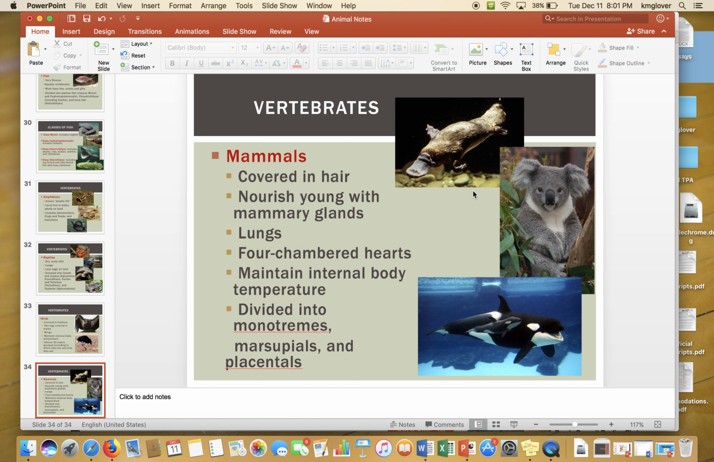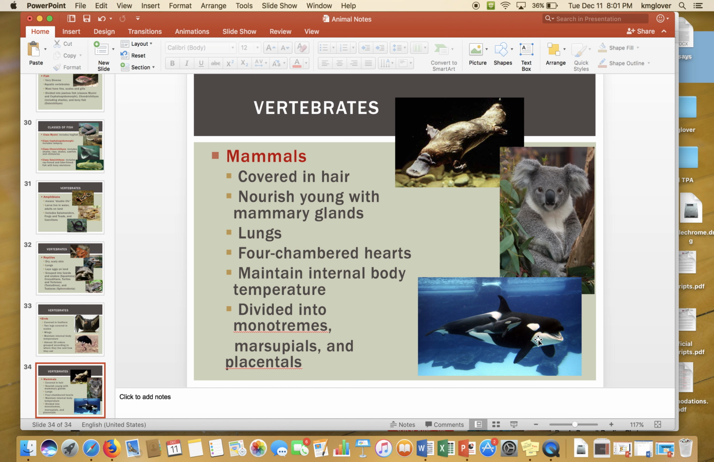Yeah, so the monotremes, they actually lay their eggs. So there are mammals that lay their eggs. That will be the monotremes. The marsupials carry their young in a pouch, so kangaroos. And then placental mammals carry their young and their young gets nourishment from inside of them. So those are mammals.